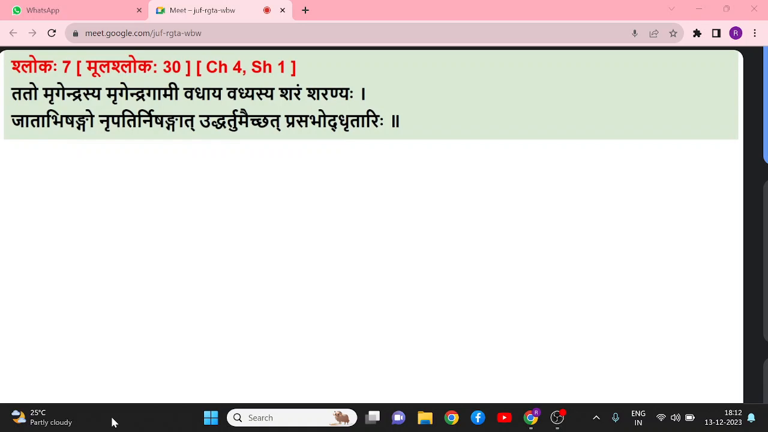Sure. So now let's start with shloka 7, that is chapter 4, shloka 1. Tato mrugendrasya mrugendragami vadhaya vadyasya sharam sharanyah jata abhishango nrupatir nishangat uddhartumaichat prasabodhrutarihi. So what has happened till now?